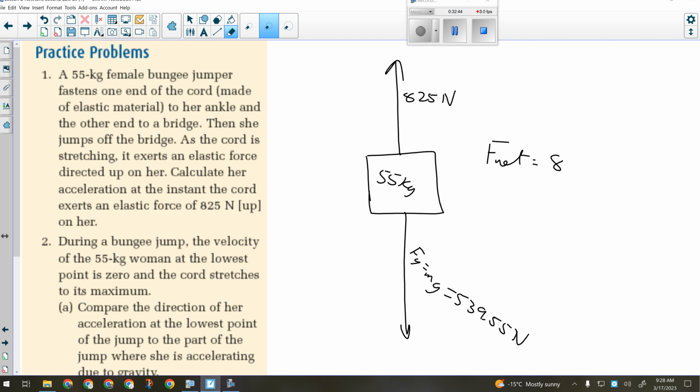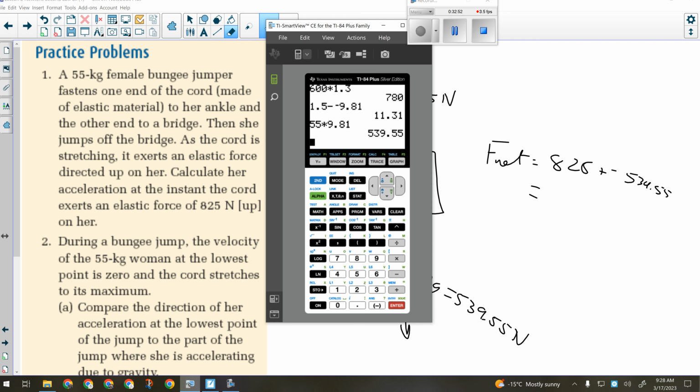Okay, so we calculate our F net, the vector sum of all forces, so 825 plus negative 539.55 will give us our net force. So 825 minus that number. So there's our net force. We divide that by her mass. She's accelerating upwards at 5.2 meters per second squared. We only have 2 sig figs there. All right, is that making some sense? Okay, so on Monday, we're going to start getting into some more involved examples.